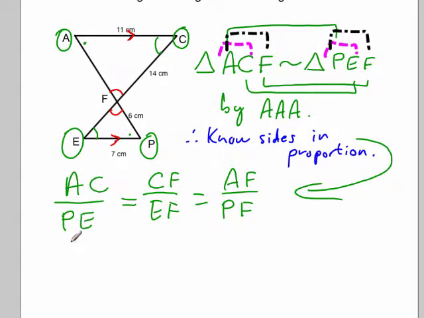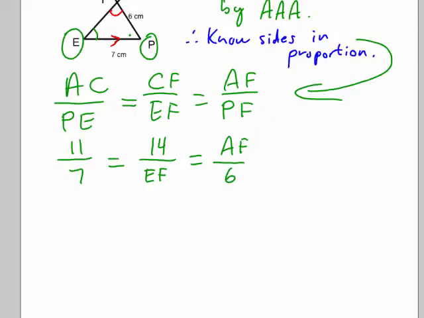AC from the picture is 11 centimeters. PE is 7. CF is 14. EF is unknown, so I'll leave that as EF. And AF is unknown, and PF from the picture is 6. Alright, and so I want to find missing sides EF and AF.